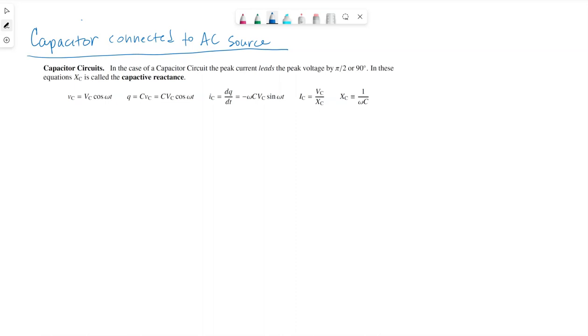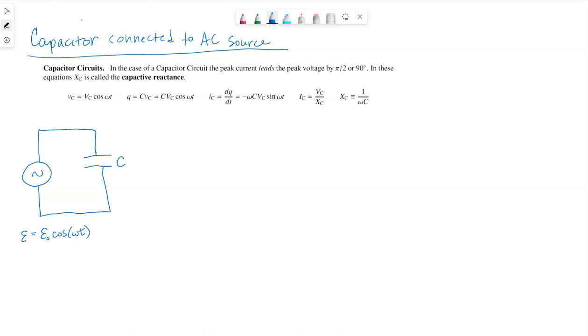Let's talk about just a capacitor connected to an alternating source. I've pulled the equations from our current test notes so that they're here already. We're going to walk through these equations. So, alternating source, oscillating with time. We're still assuming this cosine function for the source.